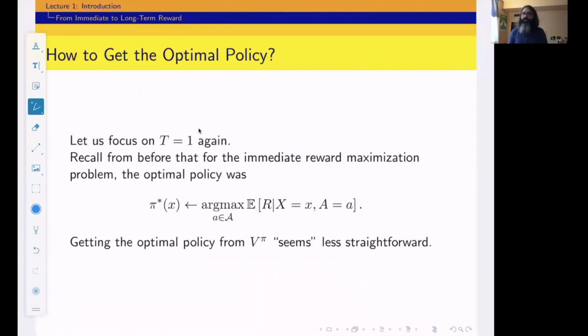So let's see how to get the optimal policy. Let's focus on the t equal to 1 case. If we had R of x and a, we knew how to get the optimal policy. The optimal policy was argmax over action of R of x and a, which is equal to this expectation. That was the definition. If you want to get the optimal policy from V of pi, it might sound a bit less straightforward, but it is not. We can actually get it relatively easily.